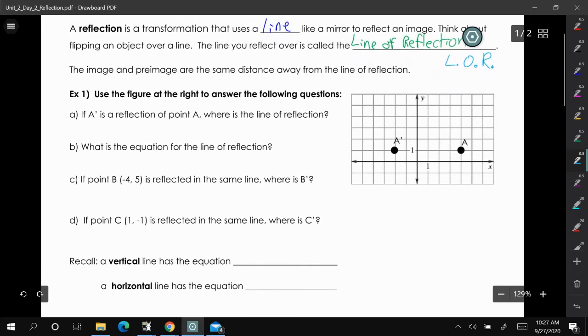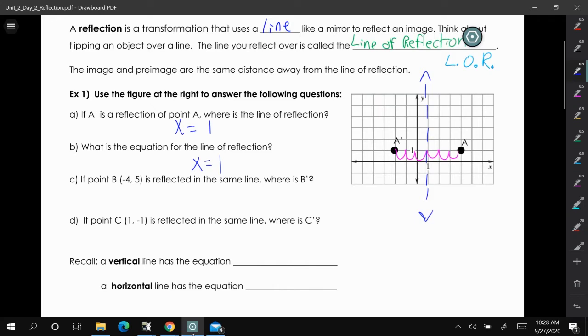So if we look at this example here, we're going to say, okay, where is the line of reflection? Well, let's count the distance from A to A prime. 1, 2, 3, 4, 5, 6. So halfway between those 2 points is going to be right here. So this is our line of reflection because we are 3 units away from that line when we look at both points. That was x equals positive 1.